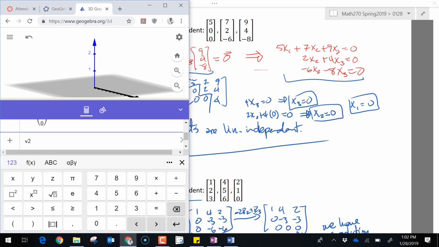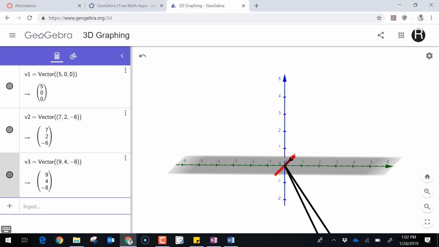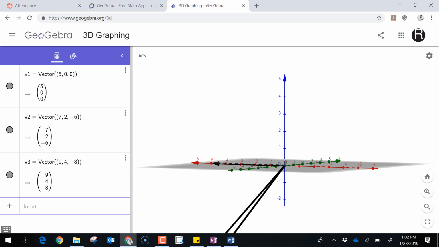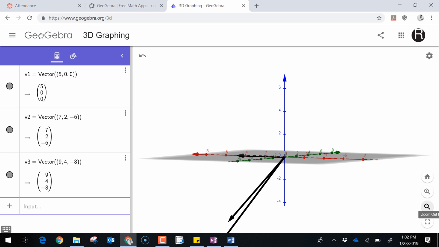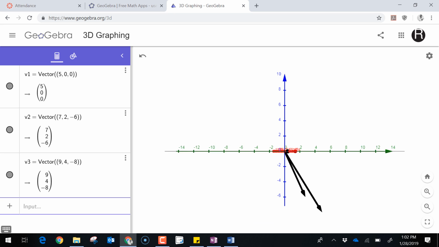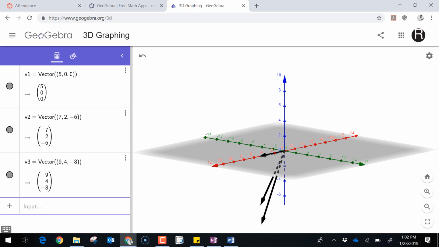So v2 equals vector 7, 2, minus 6, and v3 equals vector 9, 4, negative 8. So if we take a look at these vectors and see what they look like, I don't know if there's anything telling about these vectors. I can't really see anything interesting about these vectors. They are linearly independent.